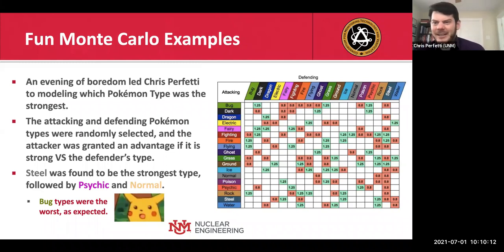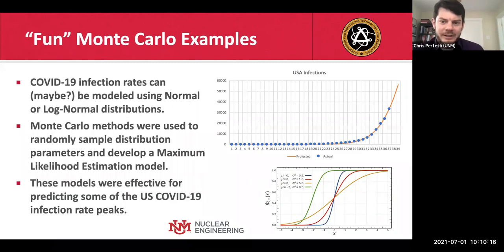Another fun example, which in this case, fun was kind of in quotation marks, was this past year, about a little more than a year ago. Yeah, a year and like 15 months ago when COVID was really ramping up. I wanted to try and predict how significant the U.S. infection rate would be for COVID. If you look at the distribution of pandemics, of these kinds of outbreaks, they tend to follow normal or log normal distributions. So what I did is I wrote a Monte Carlo code to randomly sample the mean of this distribution, the standard deviation, the skewedness, all sorts of things to try and develop a model to predict when the COVID rates would peak in the States.